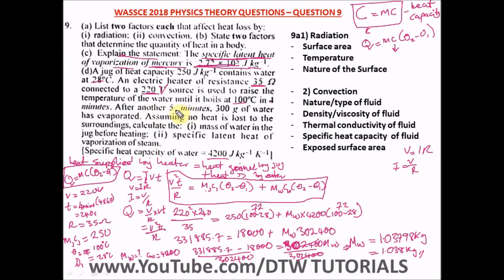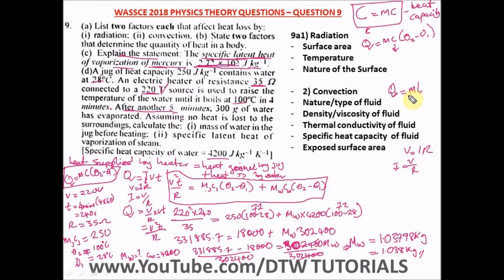So we're going to get our values from here, from this full stop. After another 5 minutes, 300 grams of water has evaporated. And remember the formula for finding the quantity of heat for your specific latent heat of vaporization. Q is equal to M L, where M is a mass and L is the specific latent heat of vaporization.